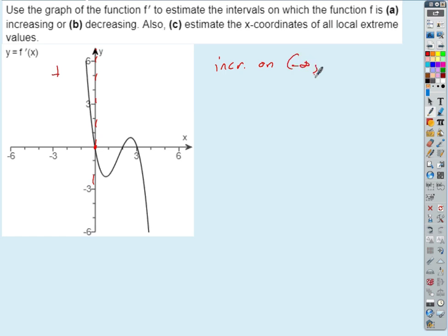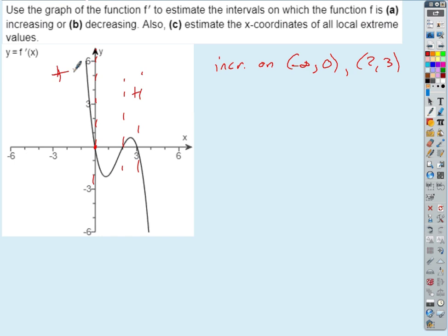negative infinity. Now, do I include 0? No, I don't, because it's not increasing at 0, right? At 0, the value of the derivative is 0. Where else? 2. Okay, 2 to 3. It's also increasing on this interval in there, right? And then decreasing on the other ones, right? Okay.